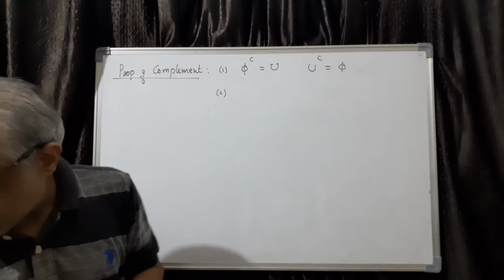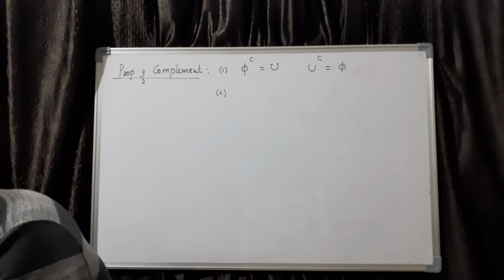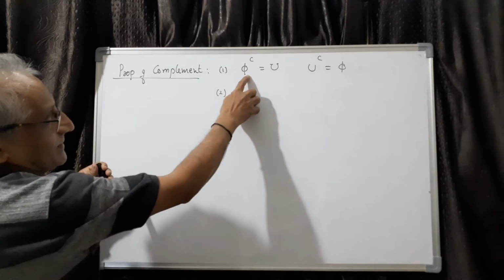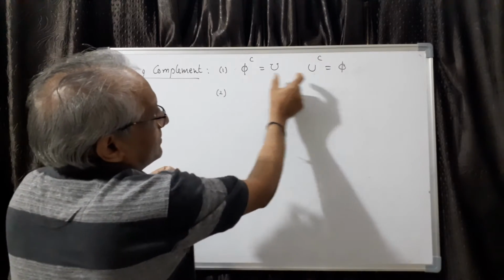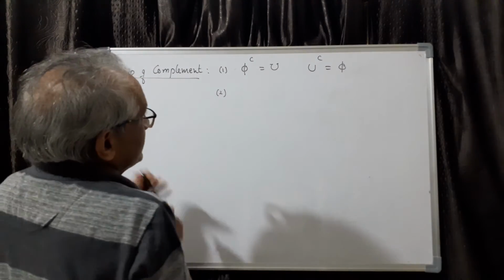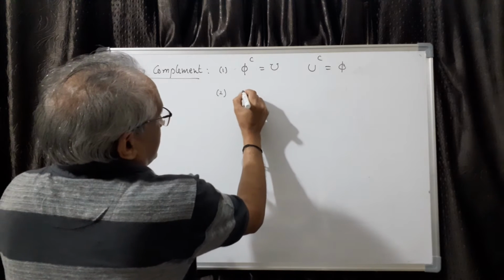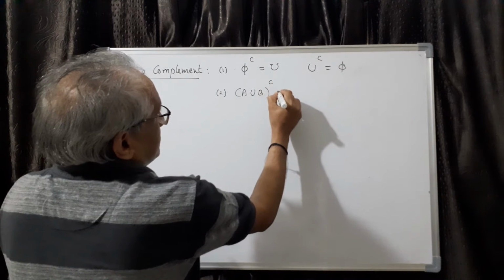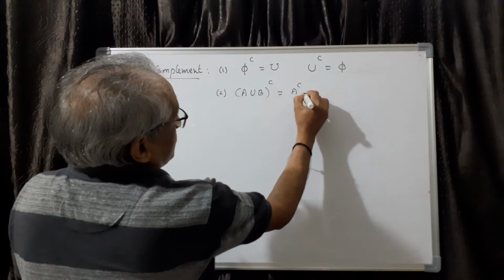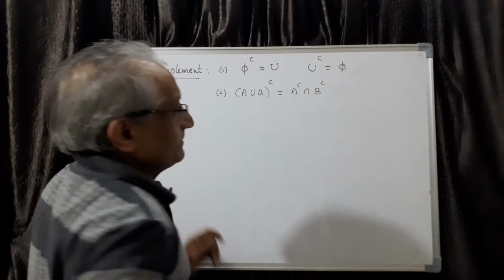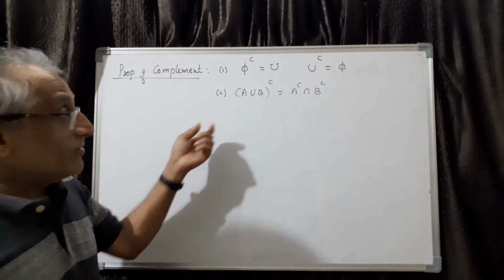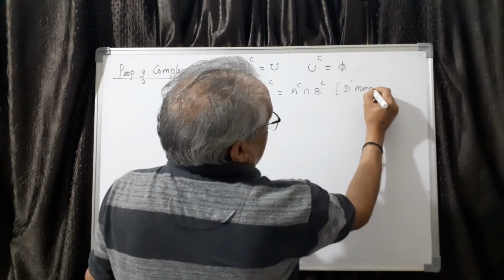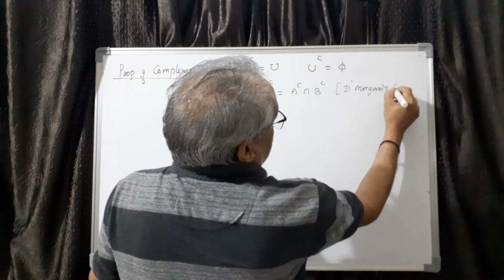Second one is, so we can write all the properties. See, this is one thing. So this is the empty law. This is the universal law actually. Then, see, A union B complement equal to A complement intersection B complement. So this is called De Morgan's law.